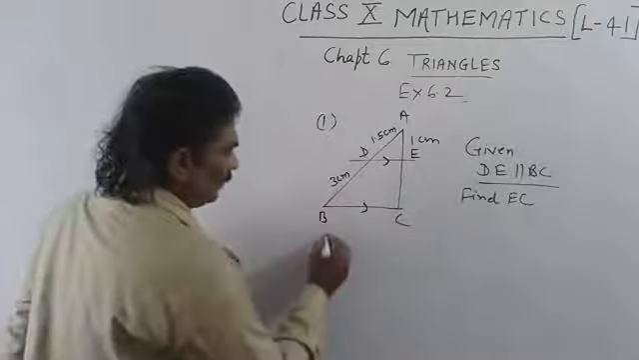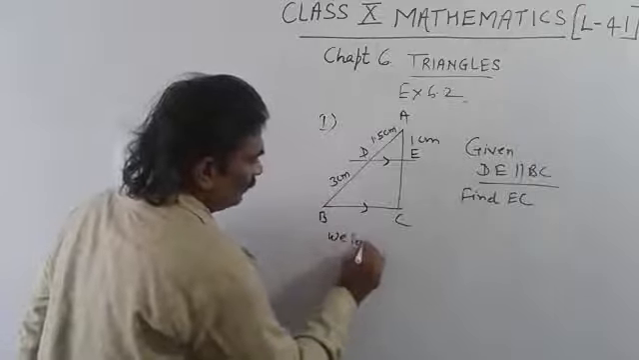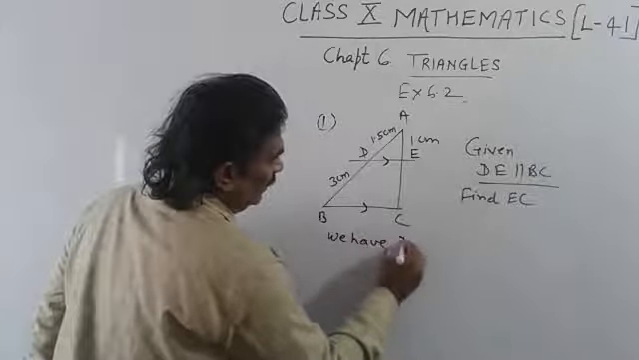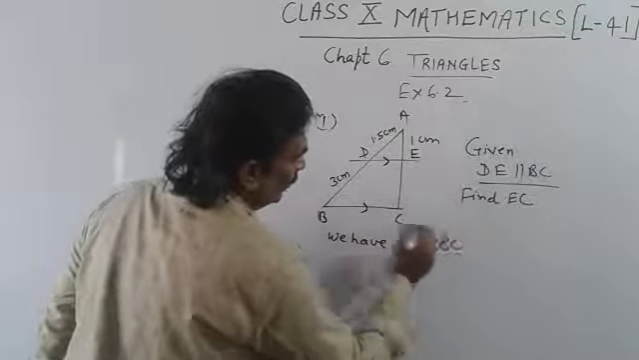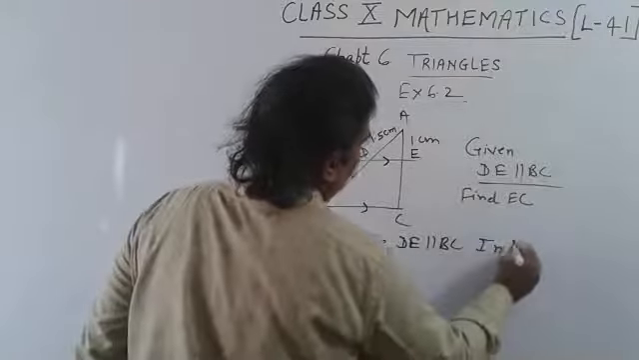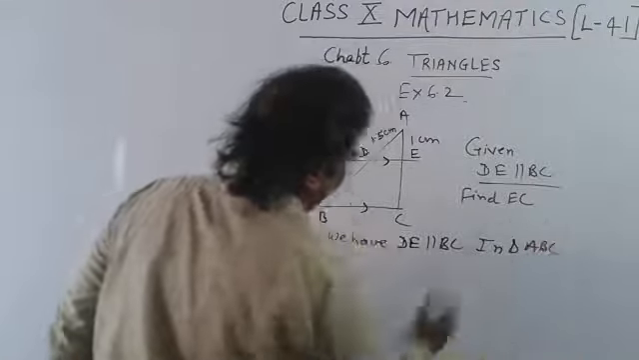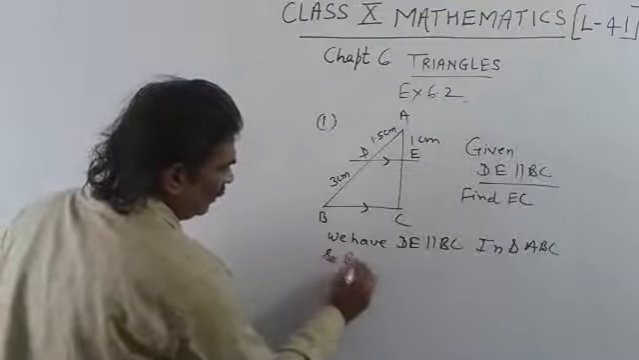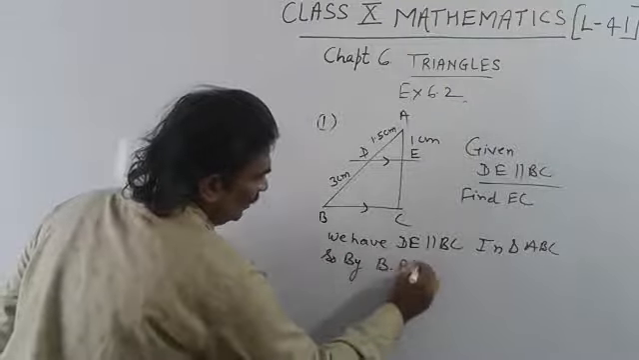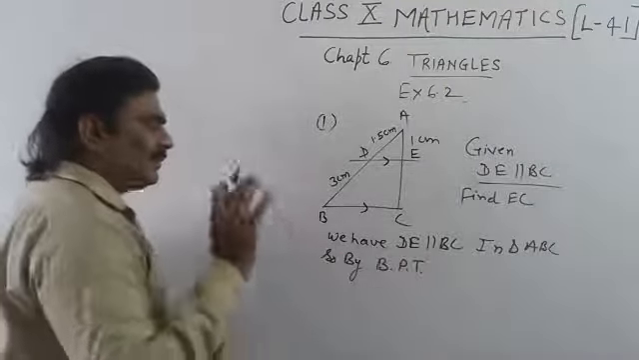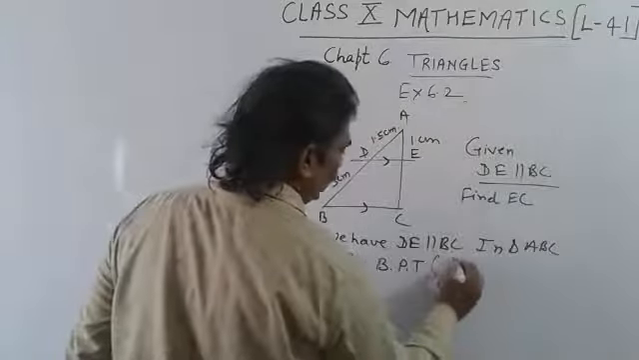So here we have DE parallel to BC in triangle ABC. So by BPT, students, BPT means basic proportionality theorem, that is Thales theorem.